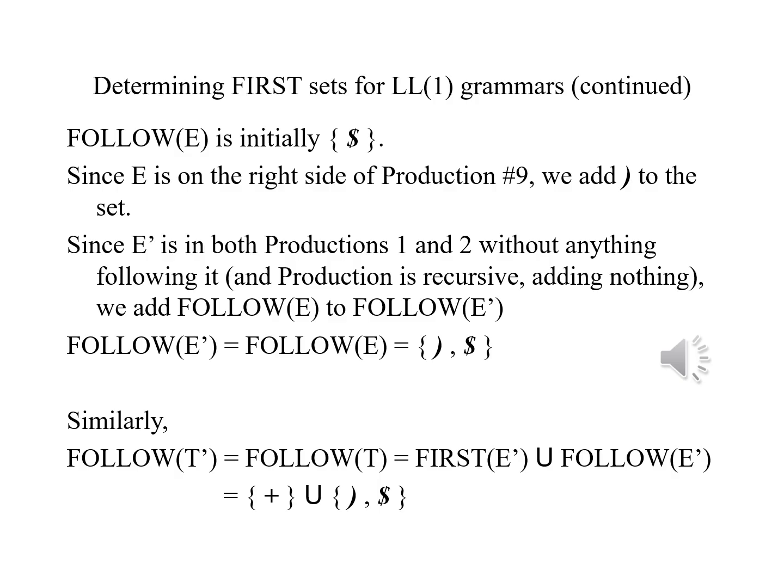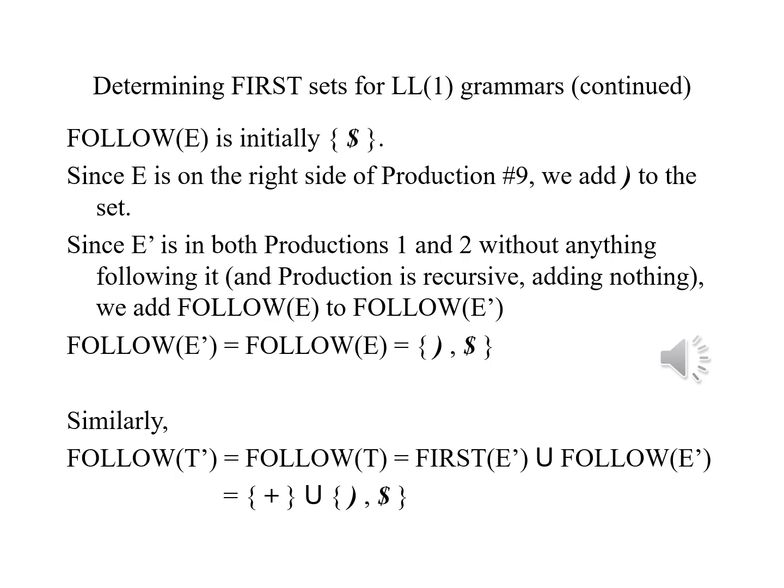Similarly, we find the follow of T prime on the right-hand side of productions 4 and 5. Production 4, T derives F T prime, tells us that the follow of T prime includes the follow of T. Production 5, T prime derives times F T prime, tells us the follow of T prime includes the follow of T prime, which also doesn't help.